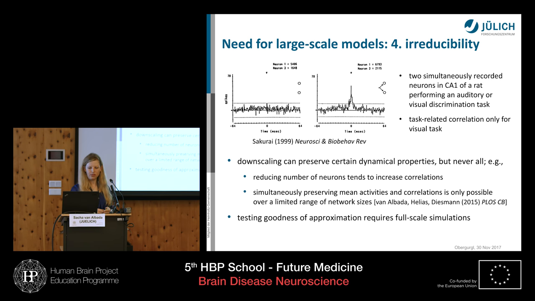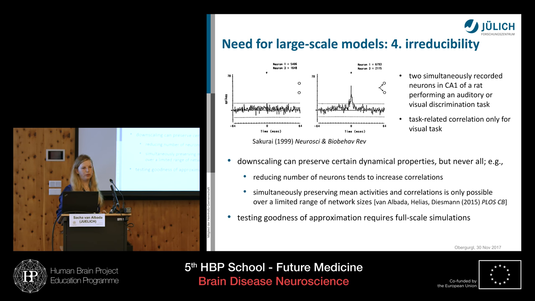And what we discovered is that it's impossible to simultaneously preserve the mean activities and the correlations between neurons beyond a certain level of downscaling. And correlations are relevant because, for instance, they are related to task performance, as illustrated with this experiment, where two neurons were recorded in the hippocampal CA1 region of a rat performing an auditory or visual discrimination task, and the task-related correlation was seen only for the visual task.